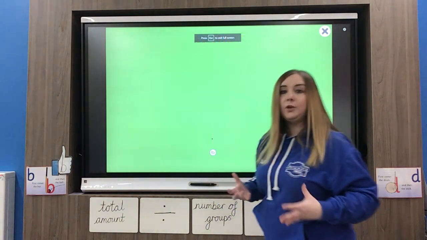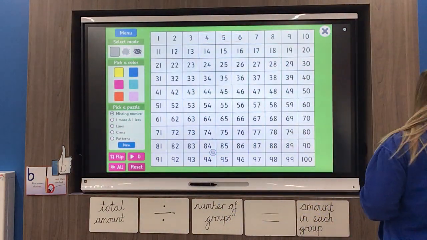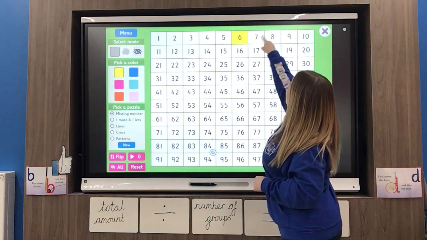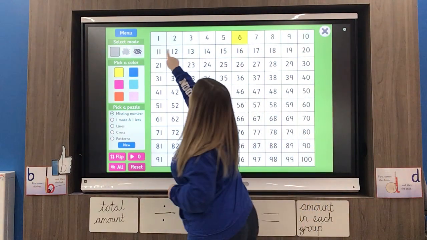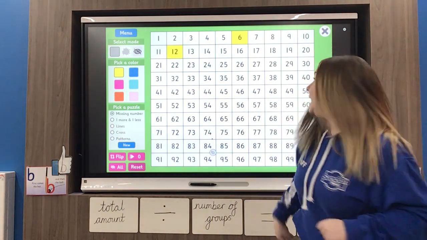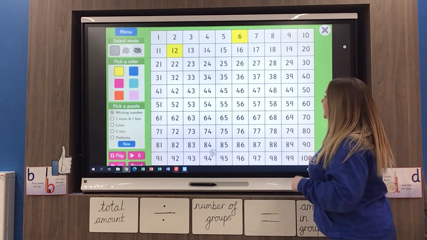Okay, so the first one was counting in 6s until I got to 12. Now I don't know my 6s, so I'm going to go 6, 1, 2, 3, 4, 5, 6. How many times did I jump? I did 2, didn't I? So that's going to be the answer. Okay.